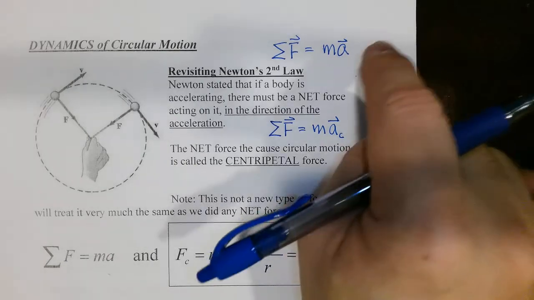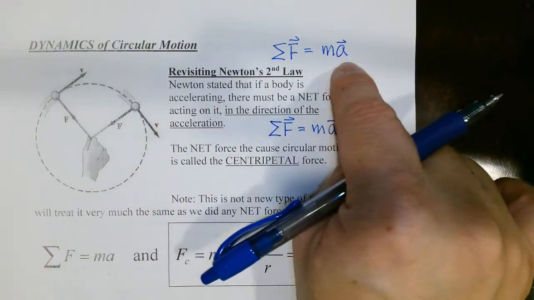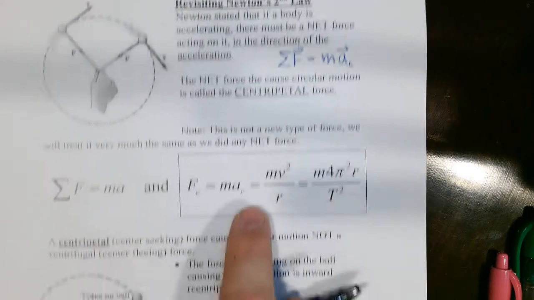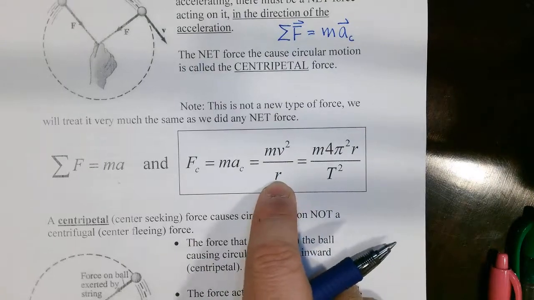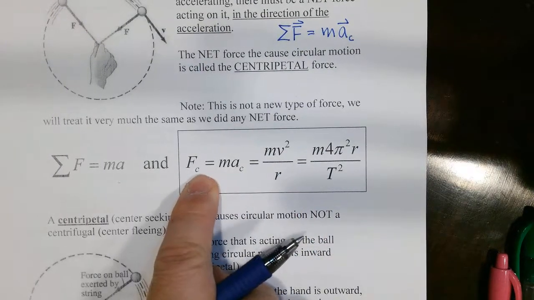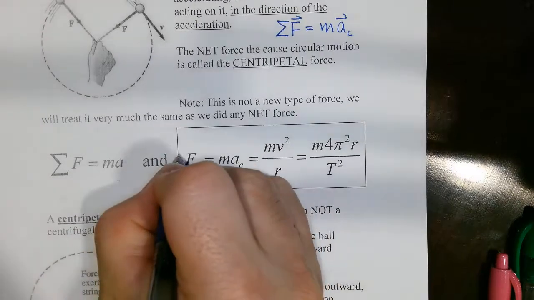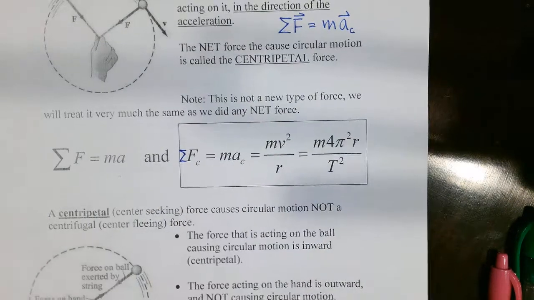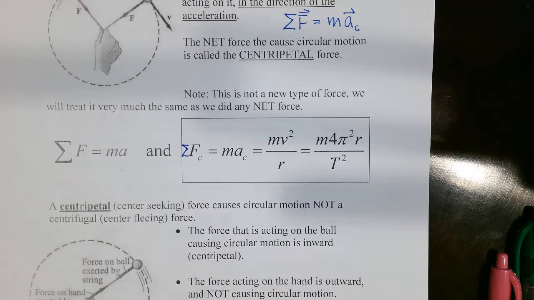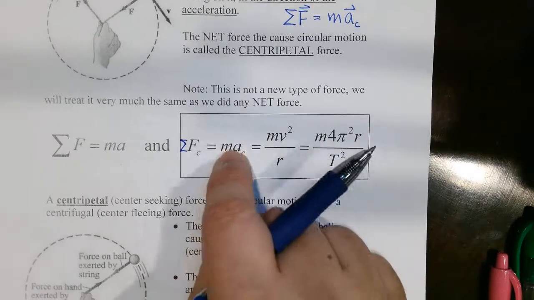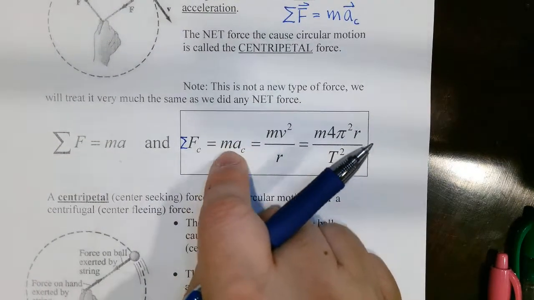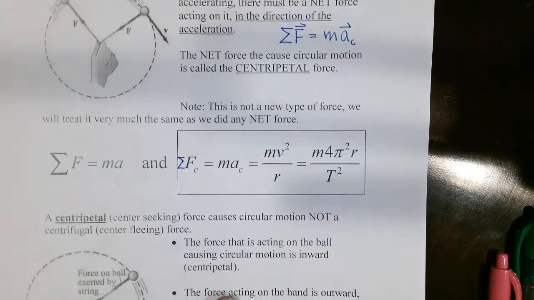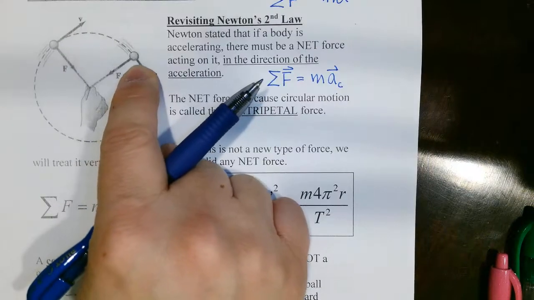So instead of using a sub x and a sub y for ma, we'll just use mac, or mv squared over r is my new Newton's second law. So the net force now is equal to mac. You do not draw this in a force diagram. This is what you set it equal to. In the force diagram, you just draw whatever is causing that force.